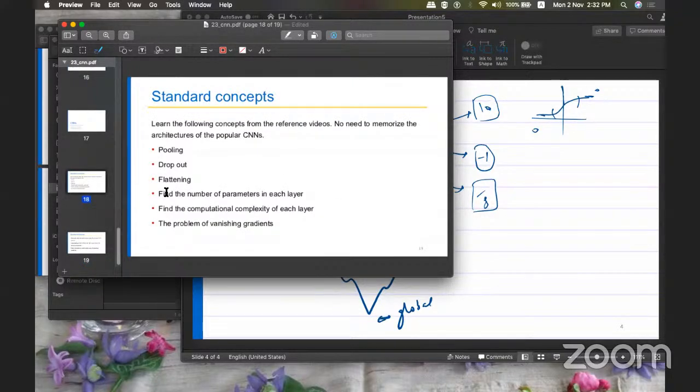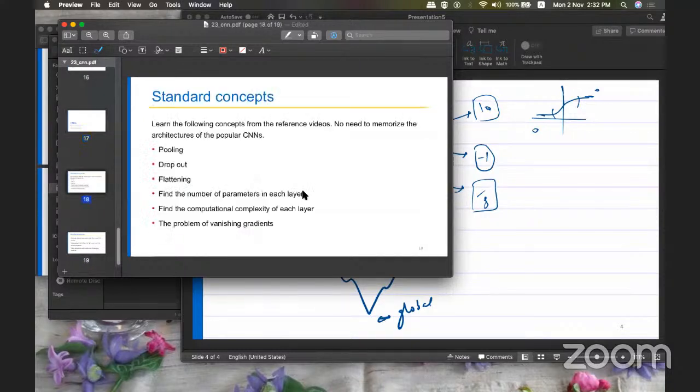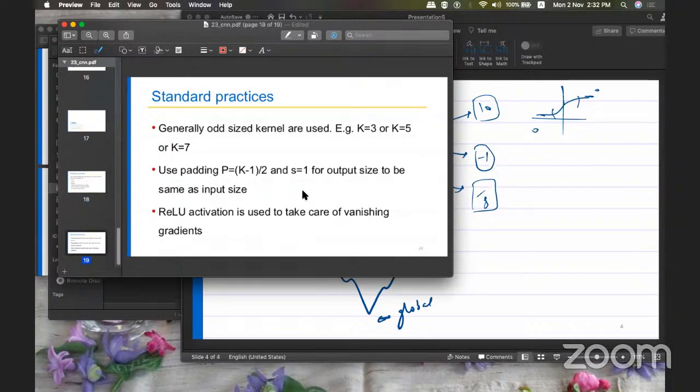If you look at these two video lectures, you will get a fair idea of how to avoid these problems of vanishing gradients. And there are some standard practices. I think you can read these on your own. Nothing very difficult about it.